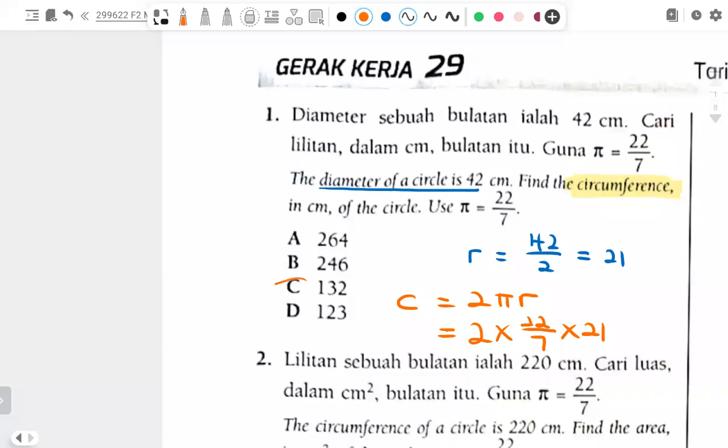By the way, the answer is C, if you key in calculator. So it's 132 centimeter.